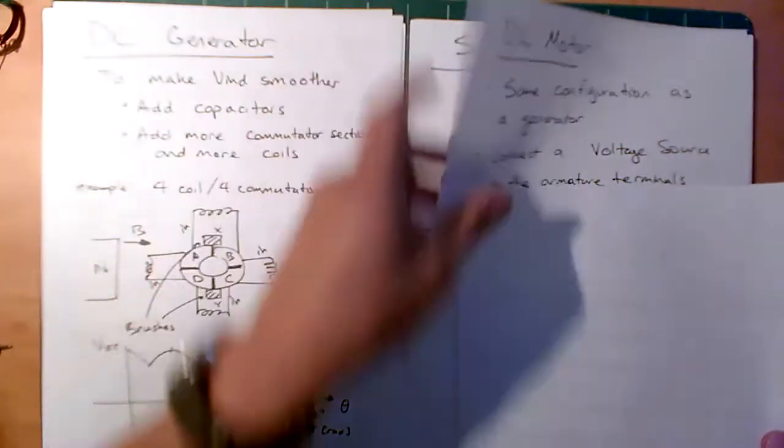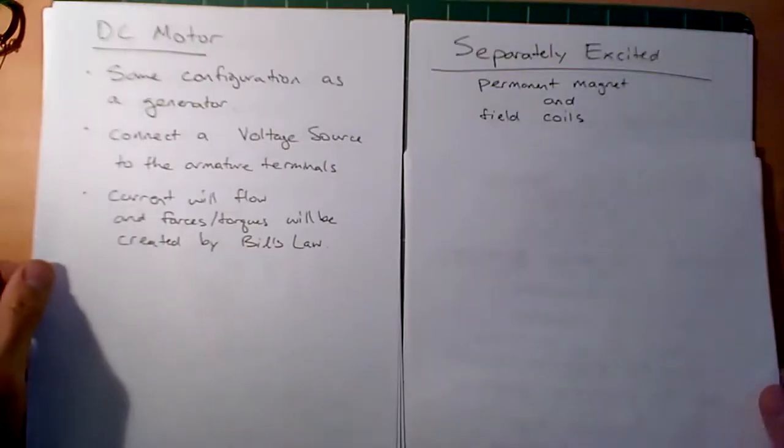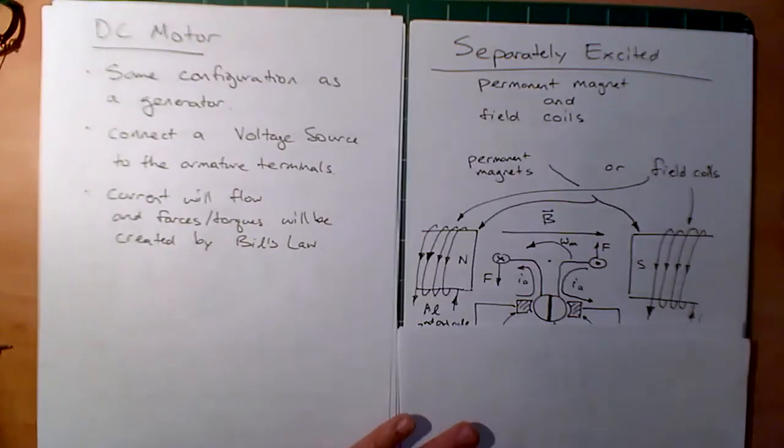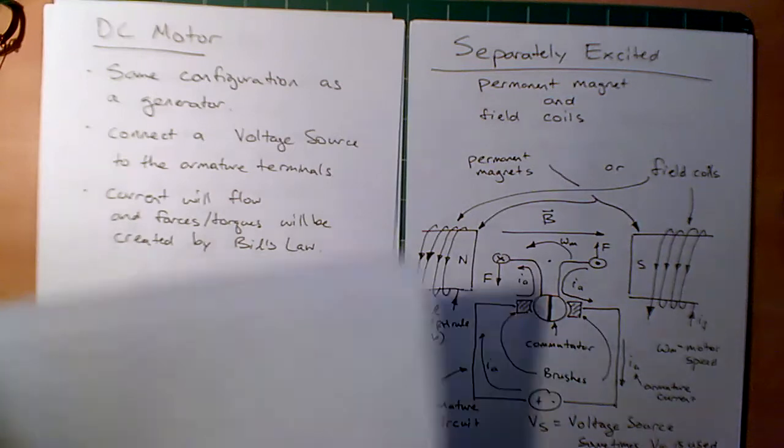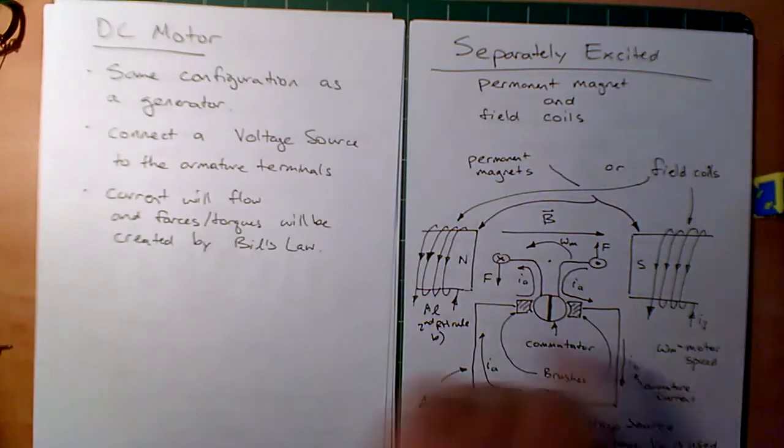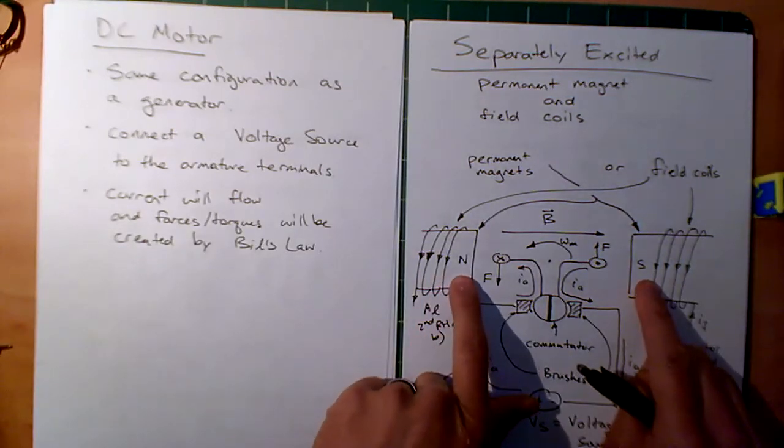And let's look at a drawing of one, okay? And so here's a nice drawing of one. So let's go through this a little slowly. We have a north and south side, okay?